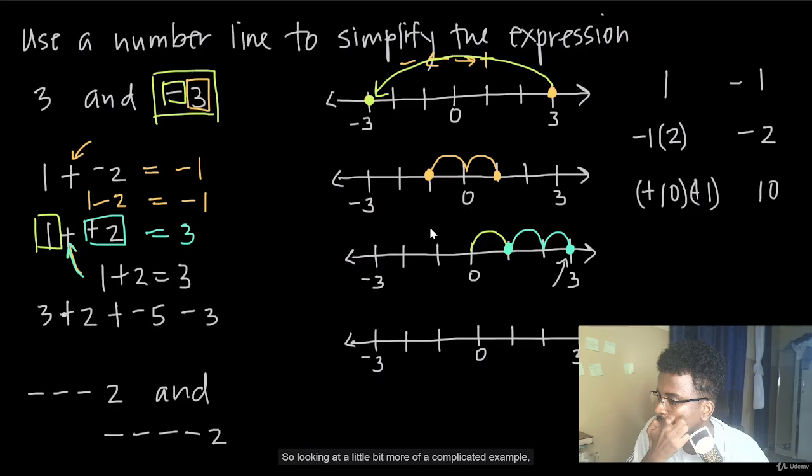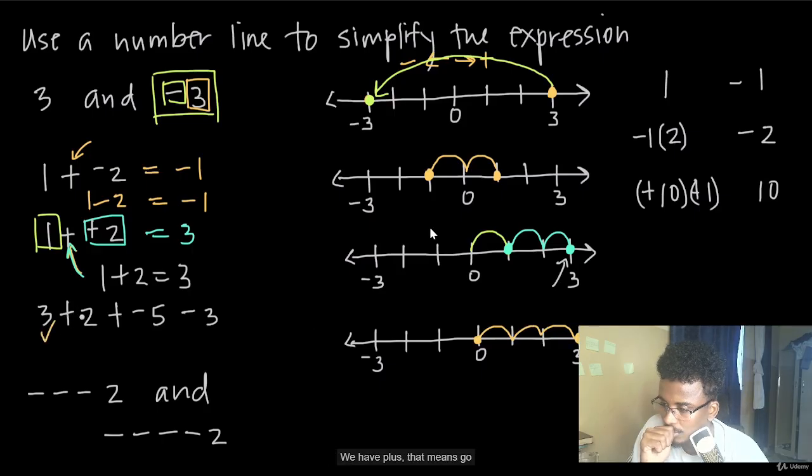So looking at a little bit more of a complicated example, here we have 3 plus 2 plus negative 5 minus 3. So again, if we start at the origin, we always start at the origin here, and we move 3 units in the positive direction. So we go 1, 2, 3, and we end up here at positive 3, and we've taken care of this part. We have plus, that means go in the direction indicated by the 2 here, and this is a positive 2, so we continue, we move 2 units to the right, and we end up at this positive 5 value right here when we add the 2.